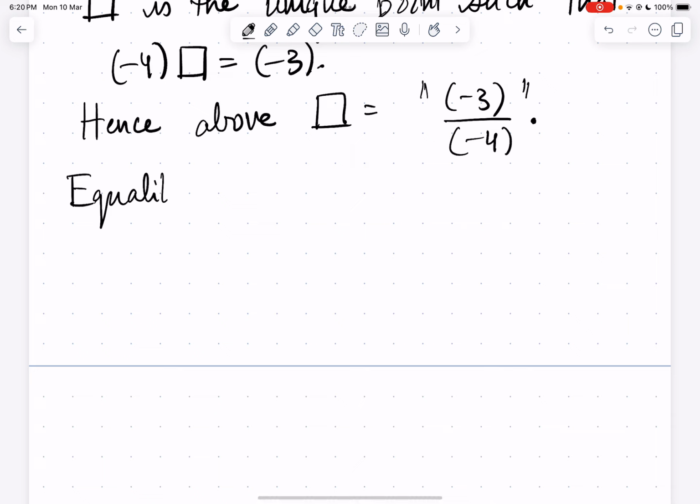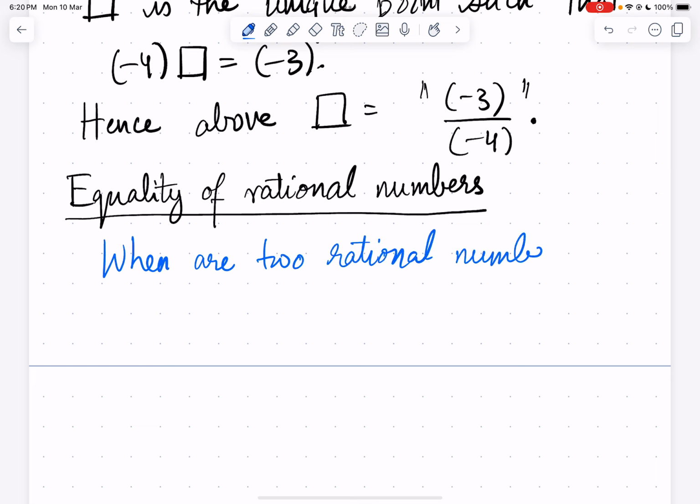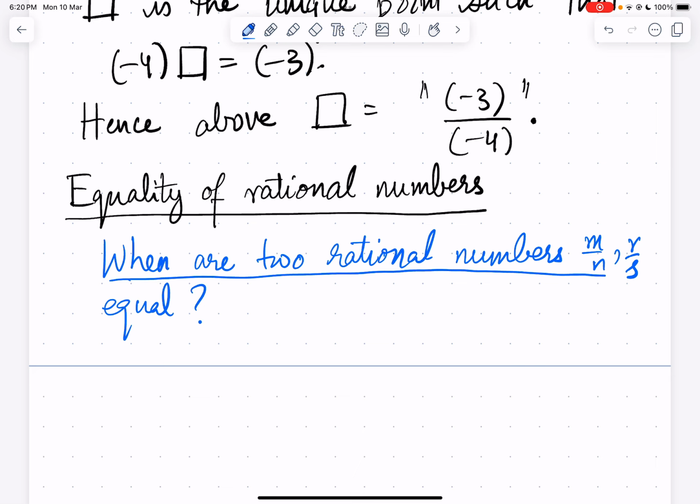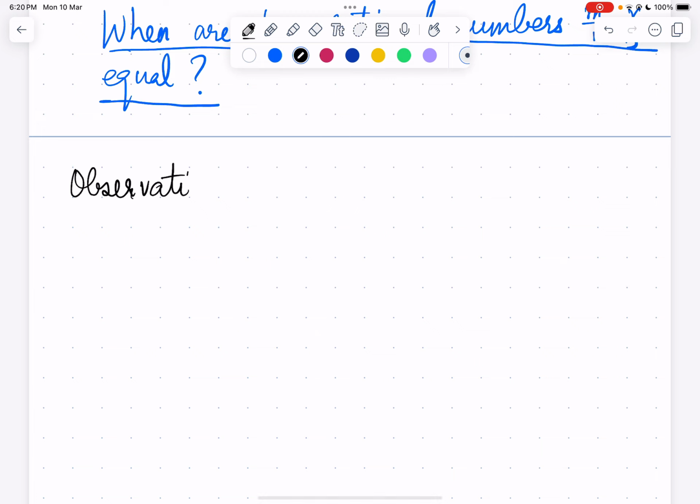Equality of rational numbers. Let's begin. When are two rational numbers m by n and r by s equal? So, observation. We begin with the cancellation law.